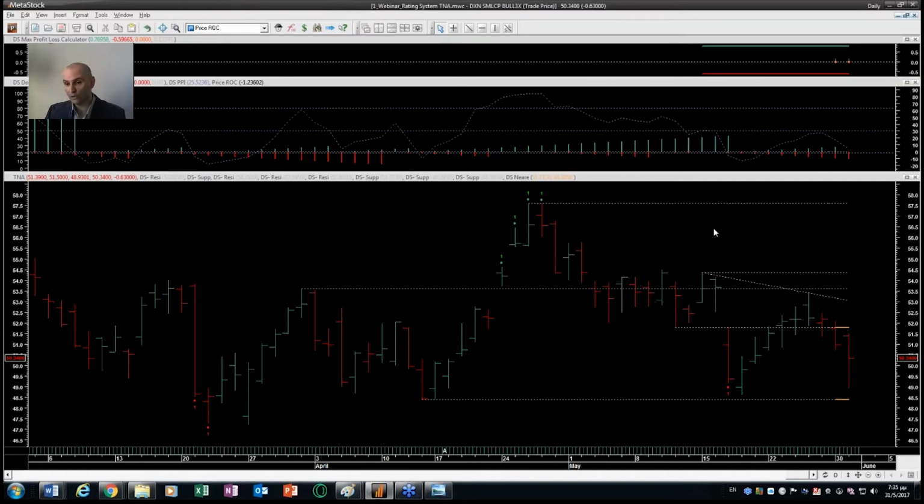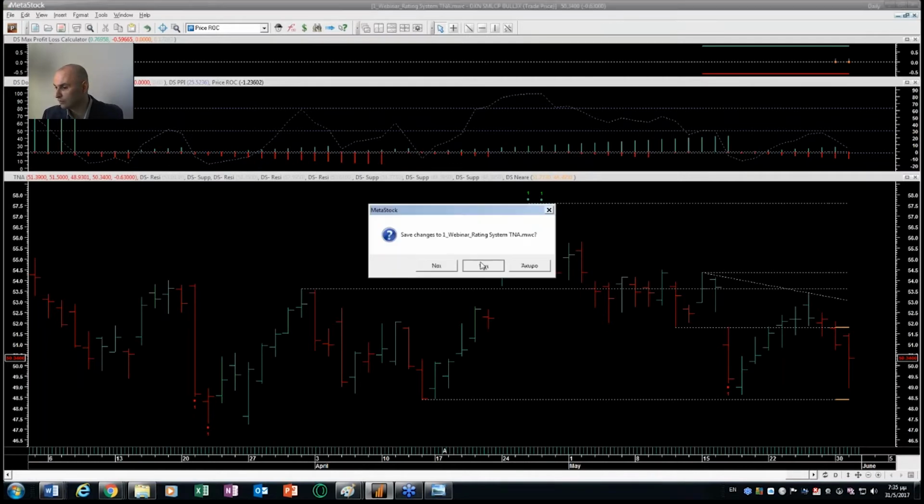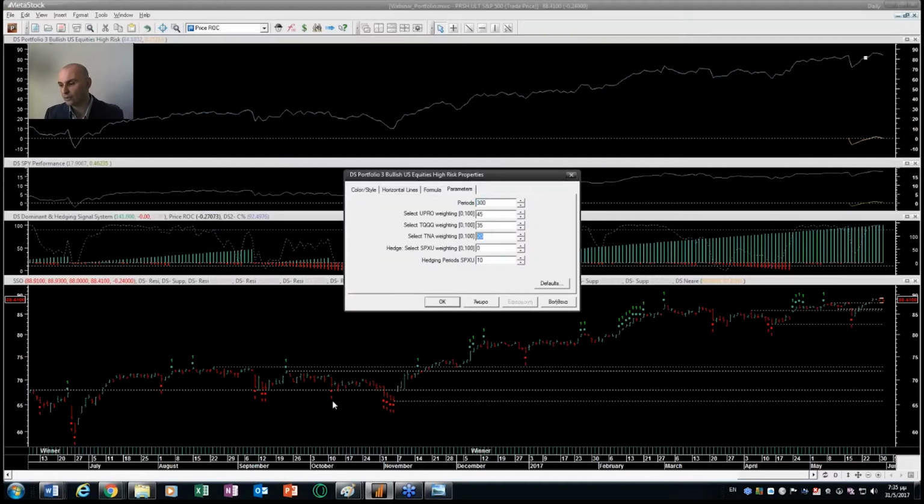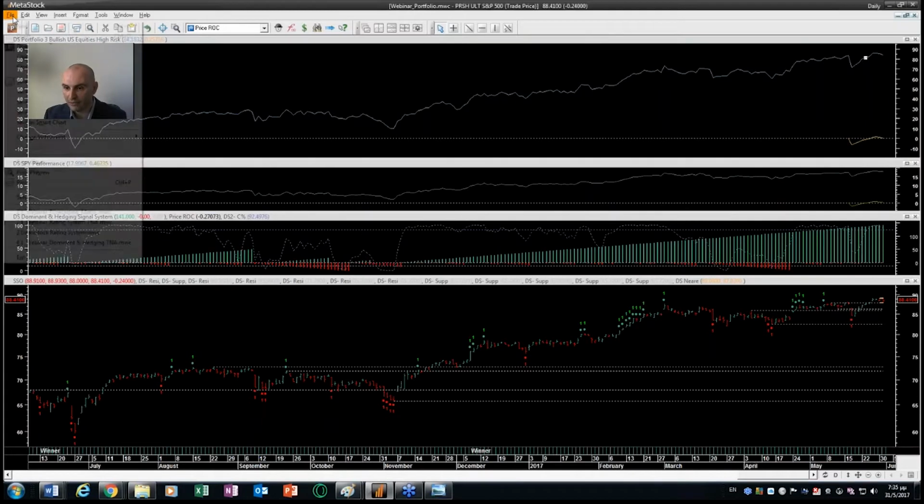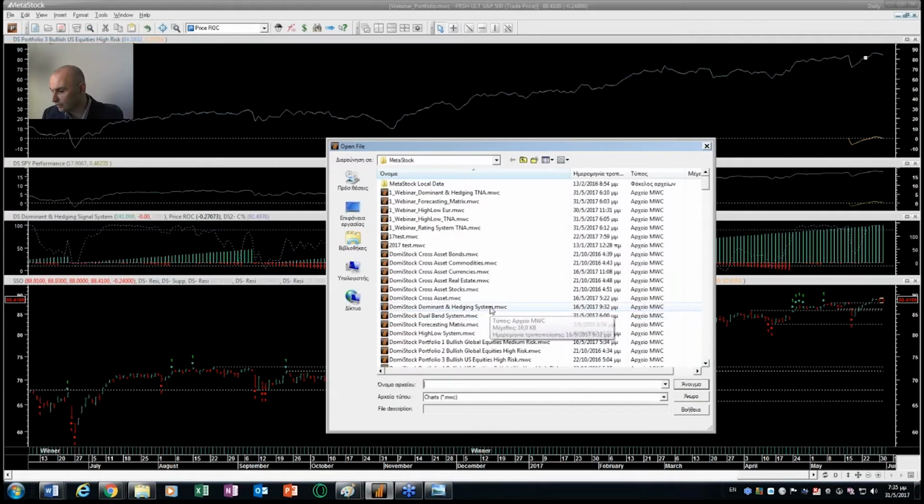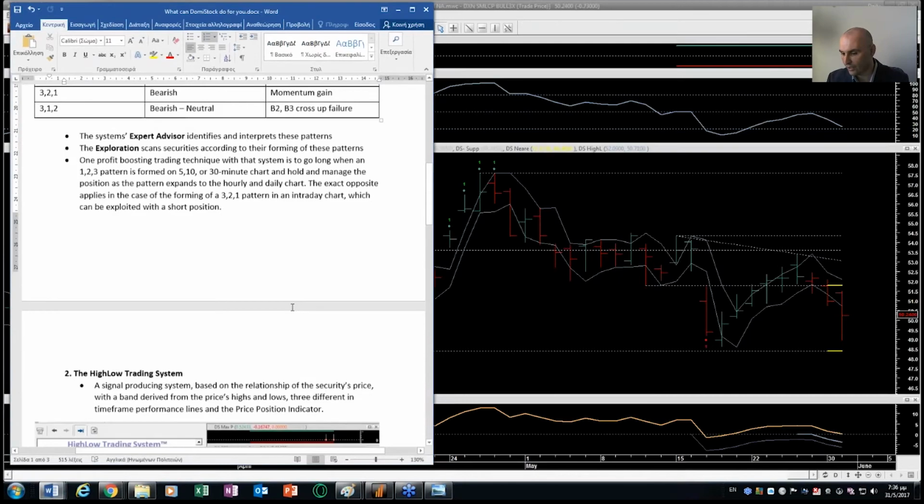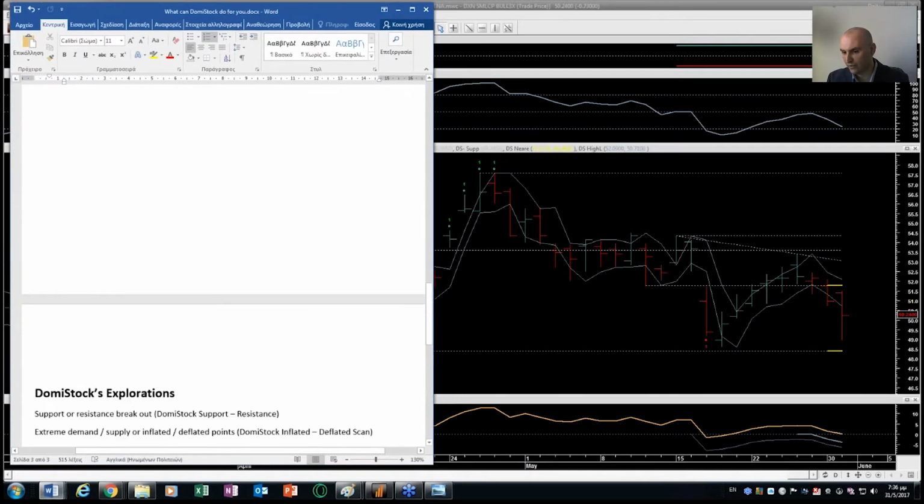Okay, so this is the maximum profit loss calculator, and I talked to you about the automatic trend lines, the support lines, the technical rating, and it all started from our portfolio and from the acknowledgement that the worst part in it, according to the exploration that we saw, was TNA. So let's have a look at this stock with another system, the HighLow trading system. Let me show you something about the HighLow trading system, if I find it.